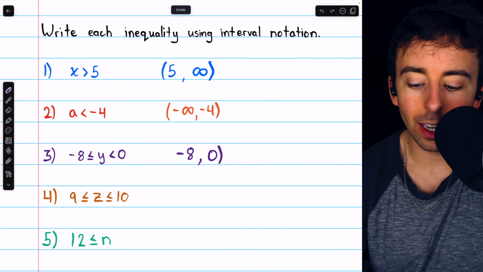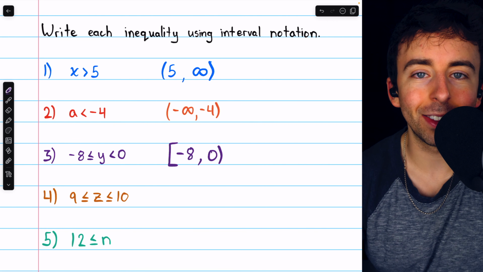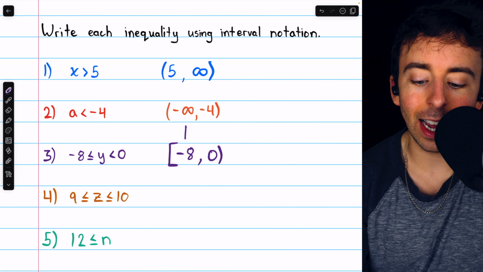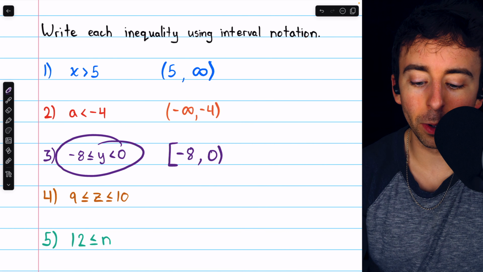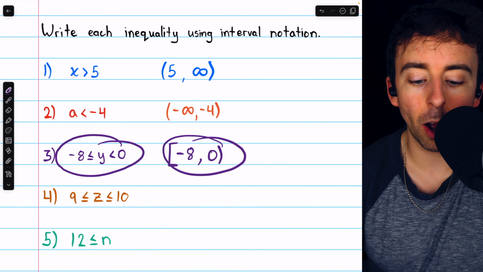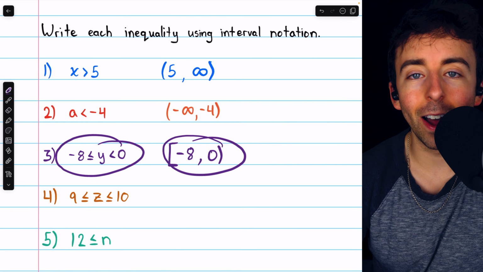-8 is included. So with -8, we will write a bracket instead of a parenthesis. That's how we indicate that -8 is actually included in this interval. So these numbers and these numbers are the same. All of the numbers between -8 and 0, including -8, but not including 0.